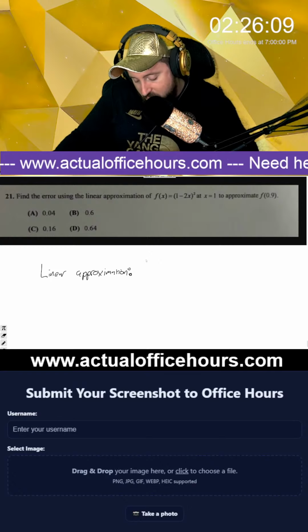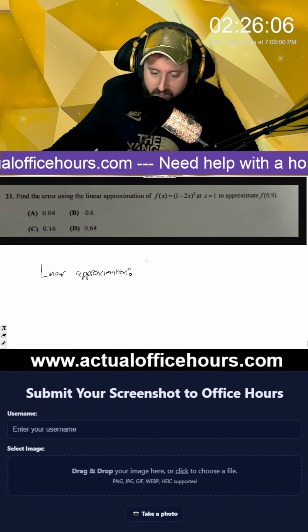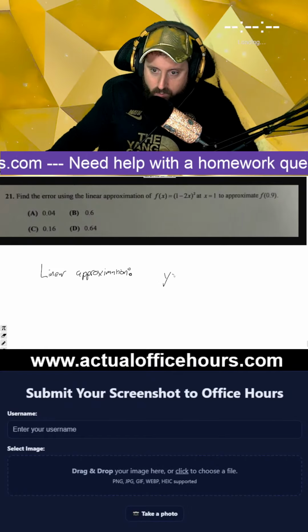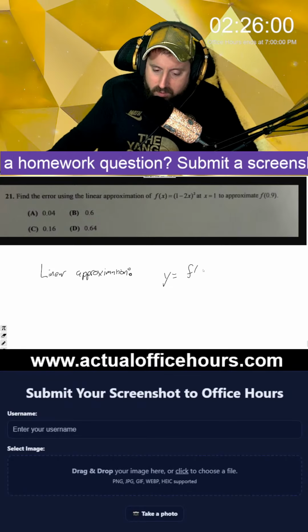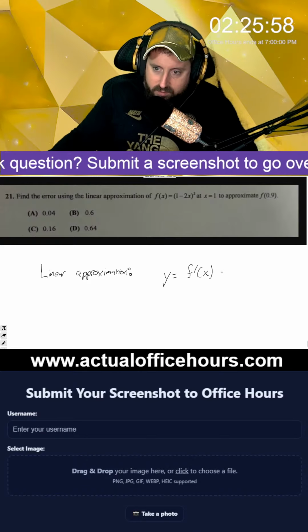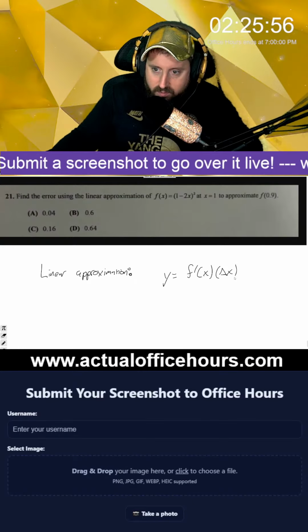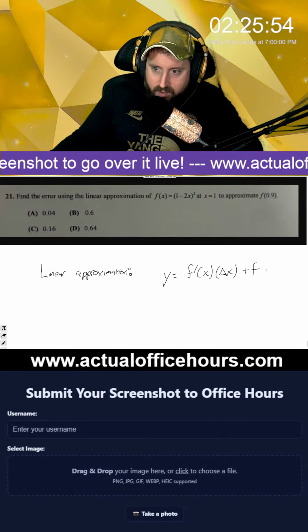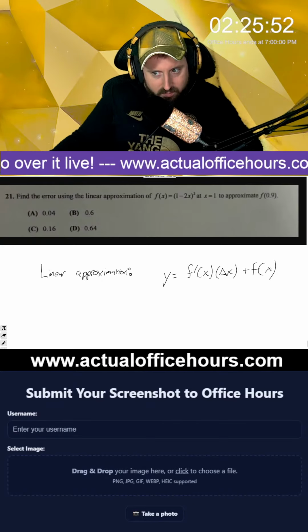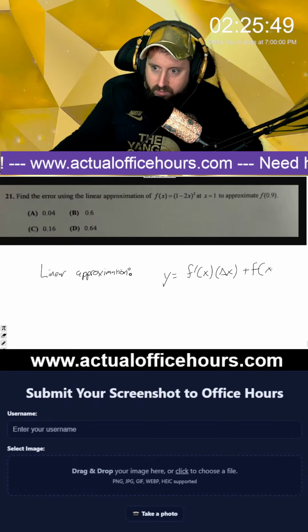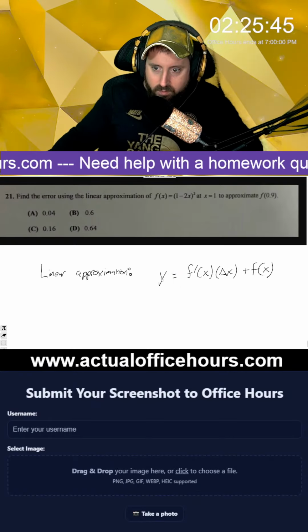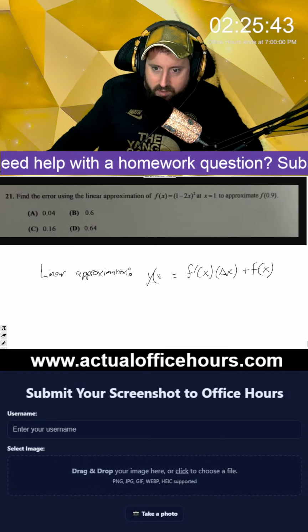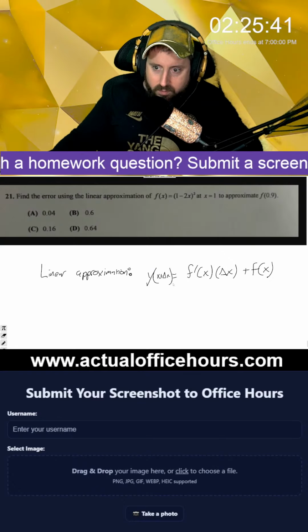Okay, so linear approximation. It's kind of like, isn't it y is equal to, I think it's f prime of x times delta x plus f of x? I want to say that is what it is, right? I think this is like x plus delta x, right?